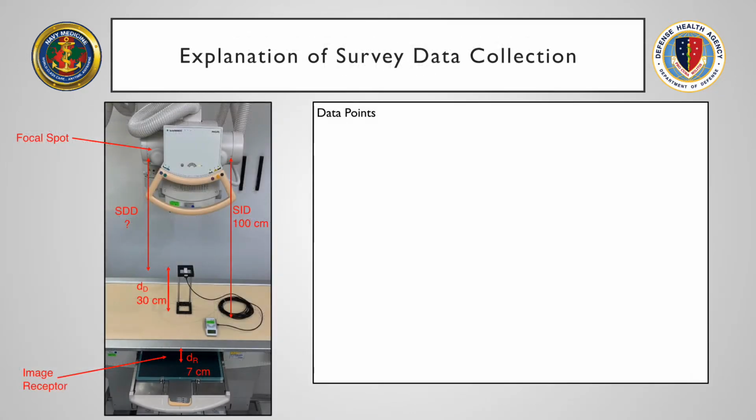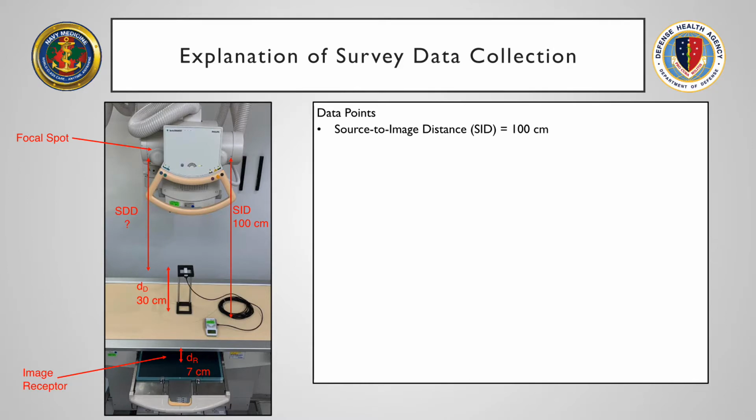Here's a quick explanation of the survey data collection and how it was set up. I'm using an actual example from a physics test that I did on one of my X-ray rooms at my hospital. What we're trying to get to is the source to detector distance, but as you can see on the screen, some of the values that they gave you in the problem are the source to image distance being 100 centimeters. That's the distance from the focal spot where the electrons are hitting the spinning tungsten target inside the X-ray tube head, from the focal spot to the image receptor, which is located below the table.